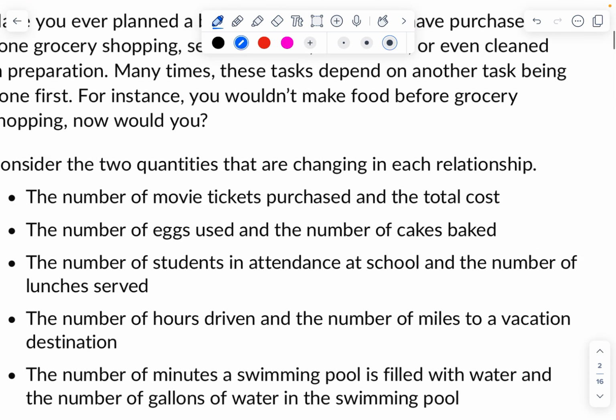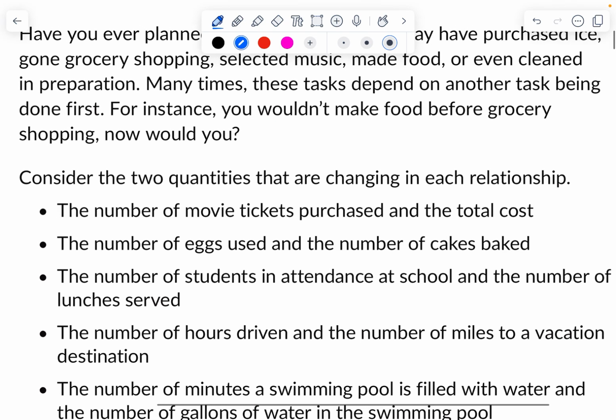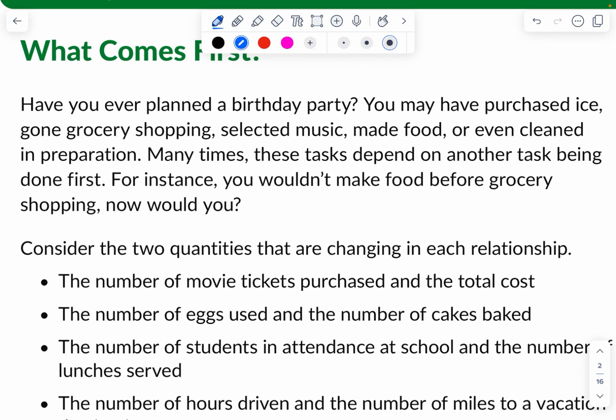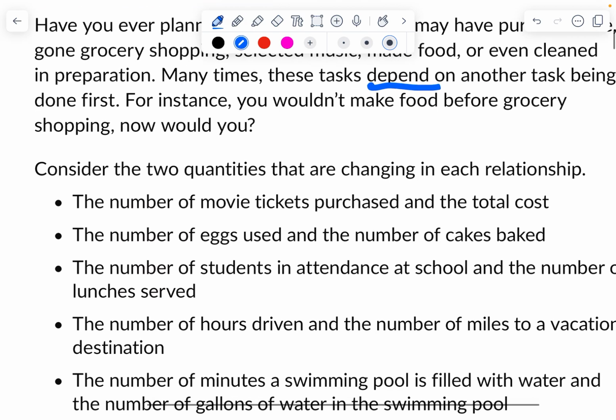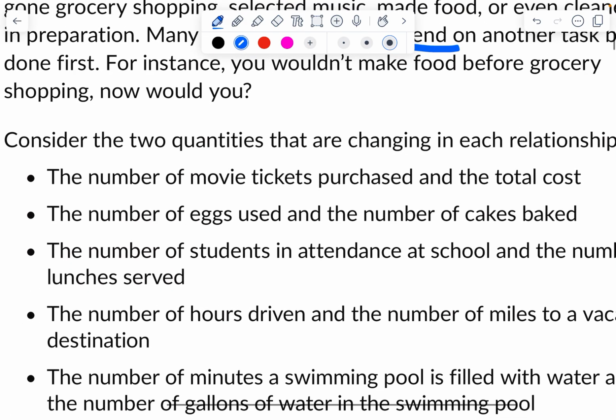We've got some scenarios here. I'm just going to talk about a couple of them so that you can kind of see how this works. So here's the first one. Have you ever planned a birthday party? You may have purchased ice, gone grocery shopping, selected music, made food, or even cleaned in preparation. Many times, these tasks depend on other tasks being done first. For example, you're not going to make the food before you go grocery shopping. In addition, I'm probably not going to purchase the groceries until I know who's coming. So we're going to look at some dependent and independent quantities down below.